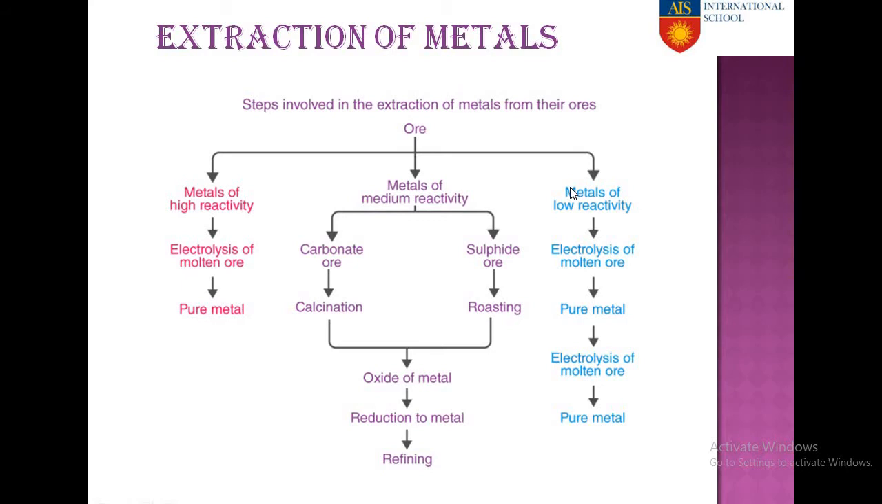Next is metals of low reactivity. In this case, first electrolysis of molten ore is done, then we get pure metal, then again electrolysis of molten ore, then again we get pure metal. Clear? So we ultimately follow the method for metals of high reactivity.